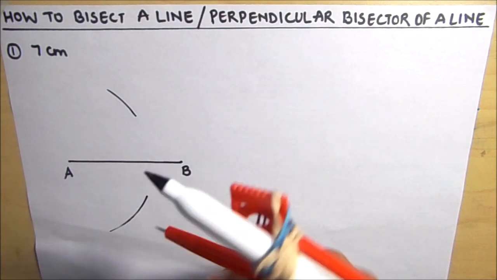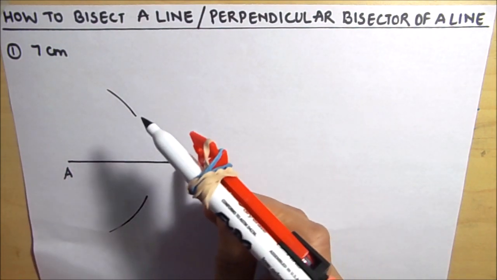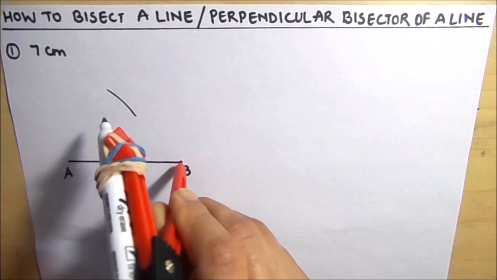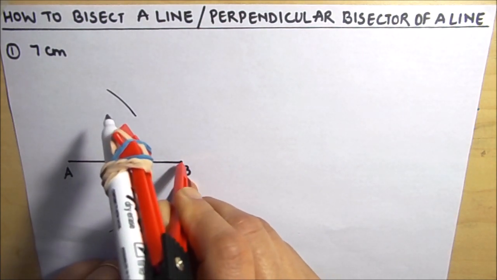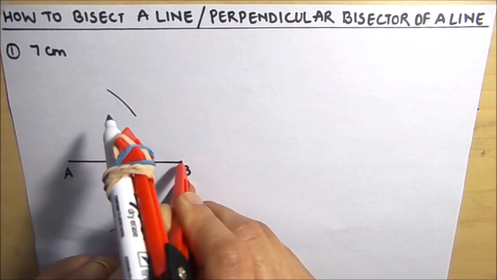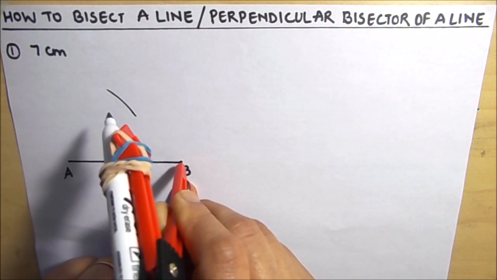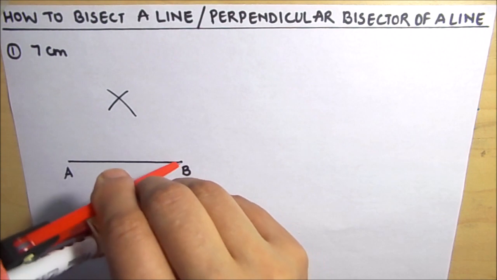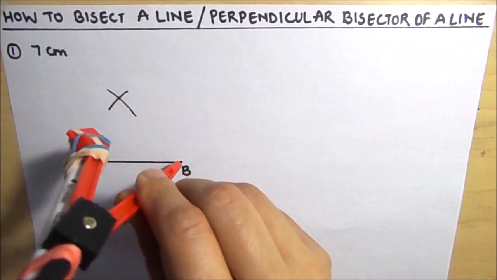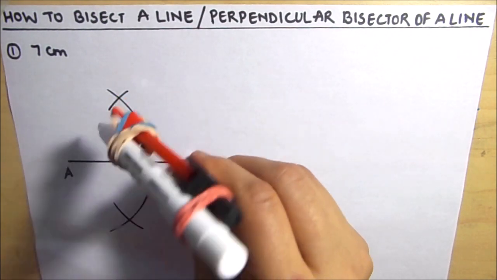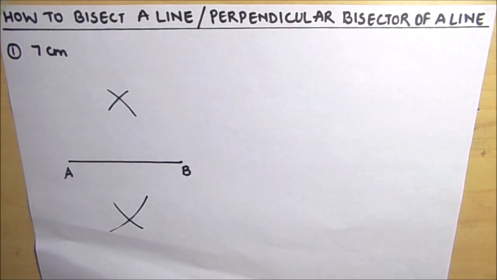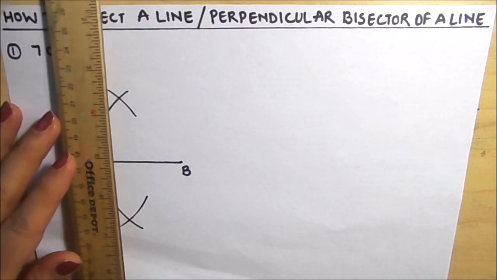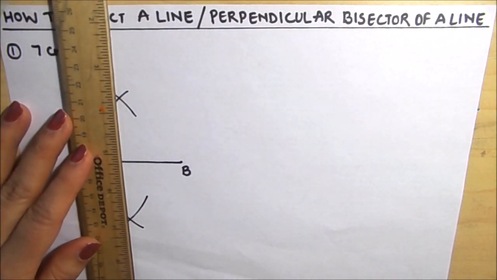Now with the same radius, without moving the compass, and with center as point B, the other end of the line segment, draw another arc cutting the previous arc on both sides of the line. Now the third step is to join these two intersection points.